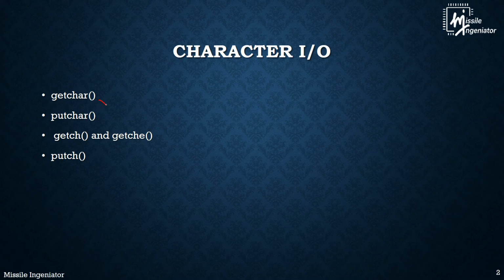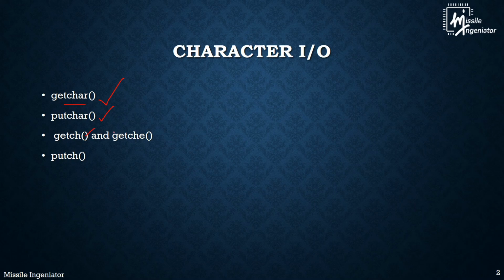Basically, we can divide character input and output in this manner. The first thing is getchar. The getchar function is for getting the value of a character as a single value. It gets the value at runtime as one character, and putchar is used to print the values we get from getchar.